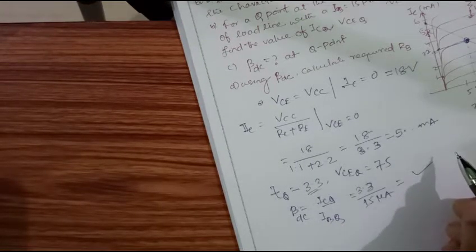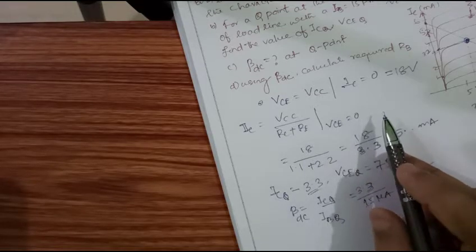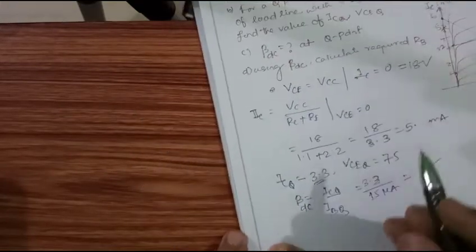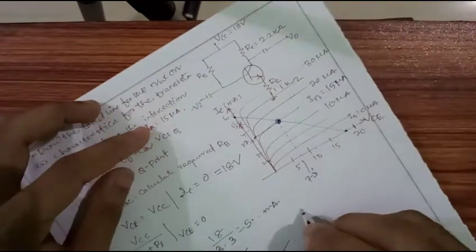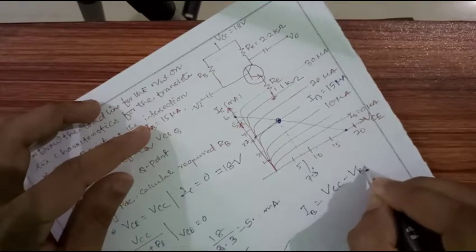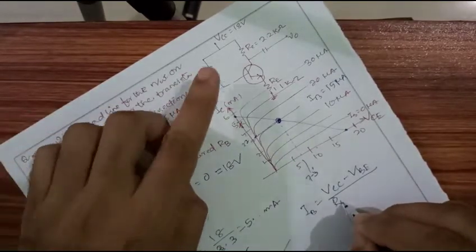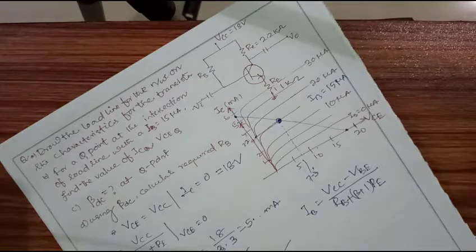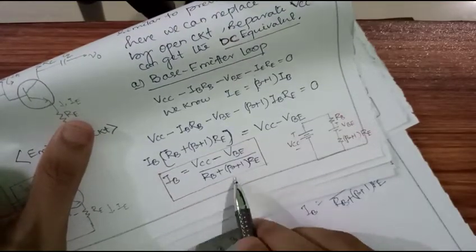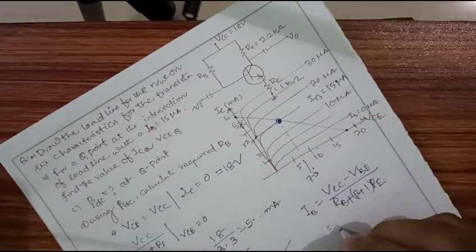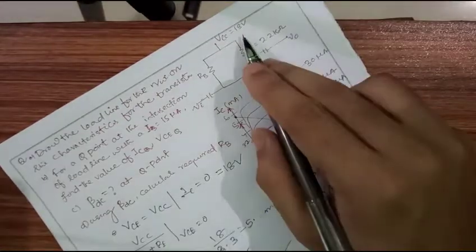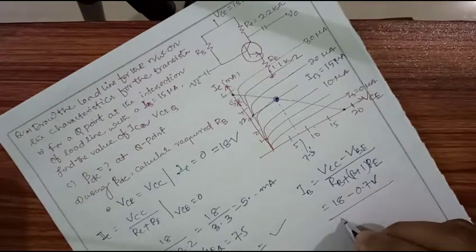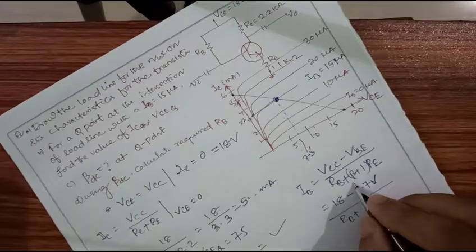In the next part, the fourth part, it is asked to use beta DC to calculate the required RB. We have to find the value of RB because in the question the RB value is not given. So what is our IB equation? Our IB equation is VCC minus VBE upon RB plus beta plus 1 RE. From the input loop you can see this is the IB equation. I know the value of VCC is 18 volt, given in the question. VBE is 0.7 volt, always, divided by the RB value that we have to find.